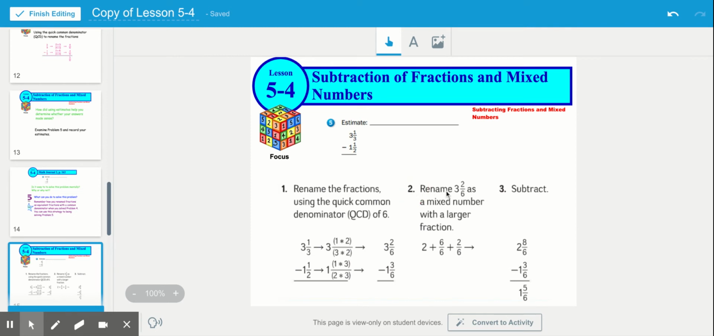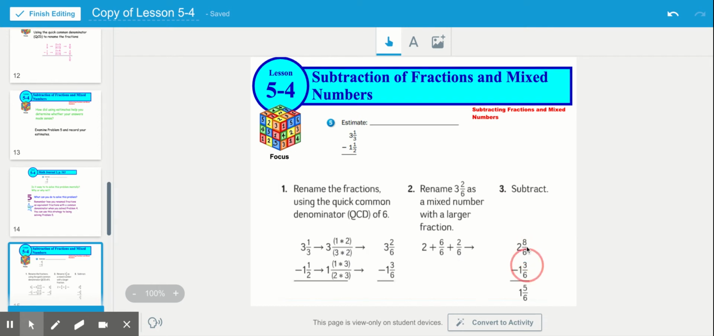My next step was to rename 3 2/6 as a mixed number with a larger fraction, because when I'm looking at this, I cannot take 2 minus 3. So I need to borrow. I need some fair trade in there. So I know that 2 plus 6/6 plus 2/6 is the same as 3 2/6. So that becomes 2 8/6, because you can see the 6 plus the 2 here. So 2 8/6 is equivalent to 3 2/6, which is equivalent to 3 1/3. All three of those have the exact same value. They're just written in a different way.